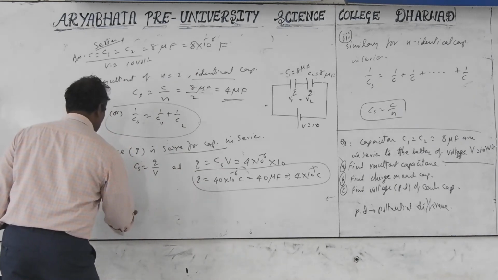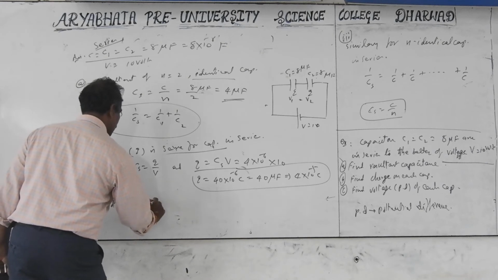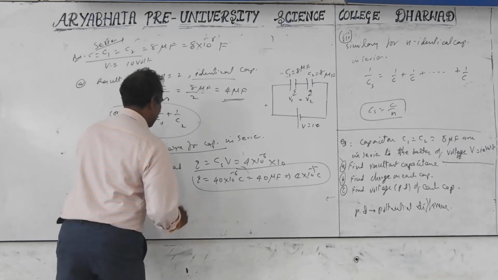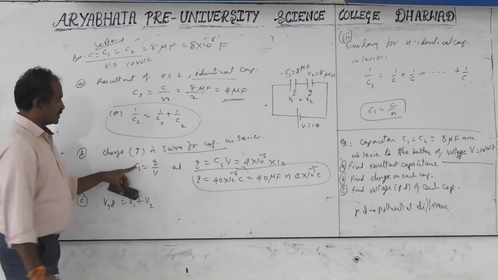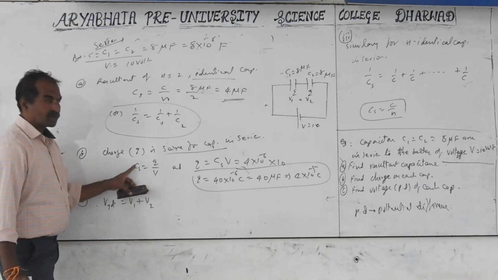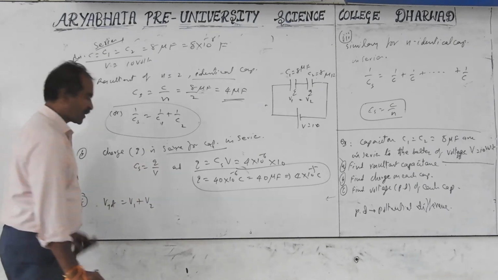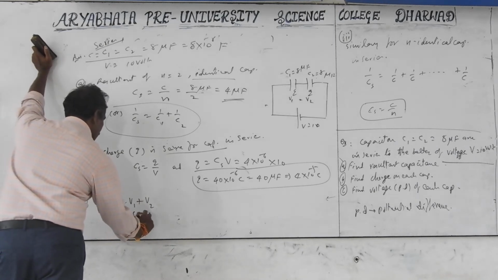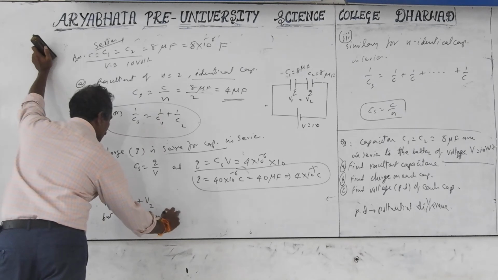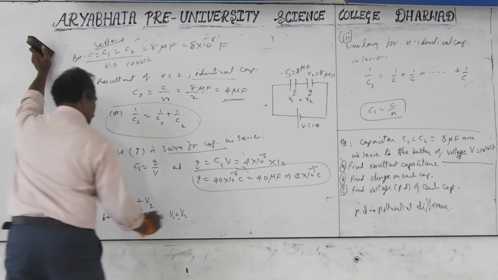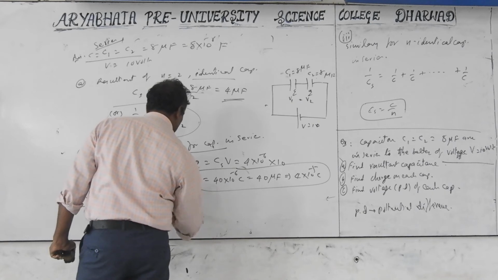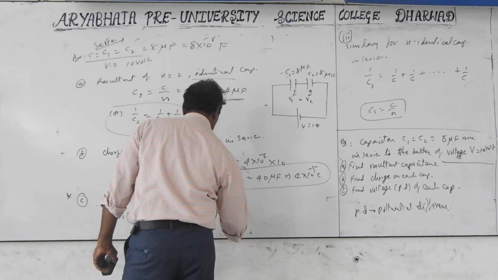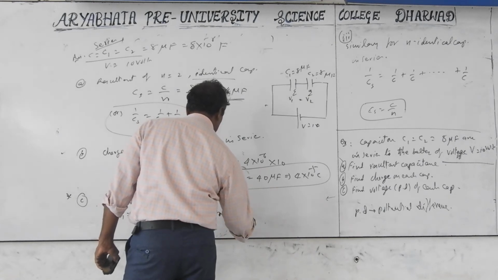V total is equal to V1 plus V2. We can calculate by the formula C1 is equal to Q by V1, C2 equal to Q by V2. Like that also we can calculate, or we can go directly. But C1 is equal to C2, hence V1 is equal to V2. V is equal to V by N for N identical capacitors, which here is N equal to 2 identical capacitors.